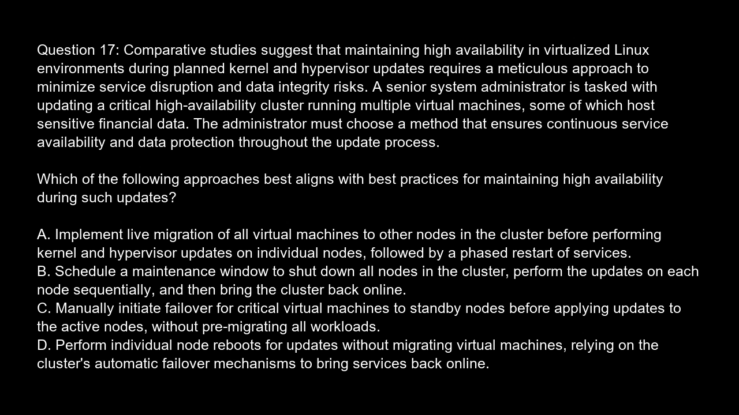Option A. Implement live migration of all virtual machines to other nodes in the cluster before performing kernel and hypervisor updates on individual nodes, followed by a phased restart of services. Option B. Schedule a maintenance window to shut down all nodes in the cluster, perform the updates on each node sequentially, and then bring the cluster back online. Option C. Manually initiate failover for critical virtual machines to standby nodes before applying updates to the active nodes, without pre-migrating all workloads. Option D. Perform individual node reboots for updates without migrating virtual machines, relying on the cluster's automatic failover mechanisms to bring services back online.